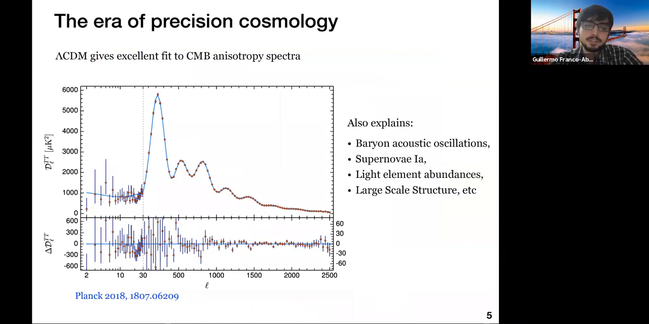But in addition to that, it also explains very well the observations that we have of baryon acoustic oscillations, the luminosity distance to supernovae Ia, the abundance of light elements such as helium or hydrogen, and also the distribution of large scale structure in the universe. So this model has been extremely successful.